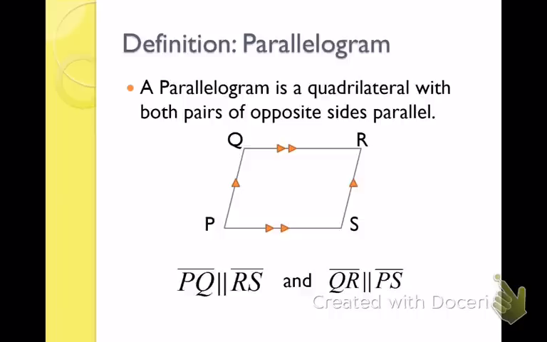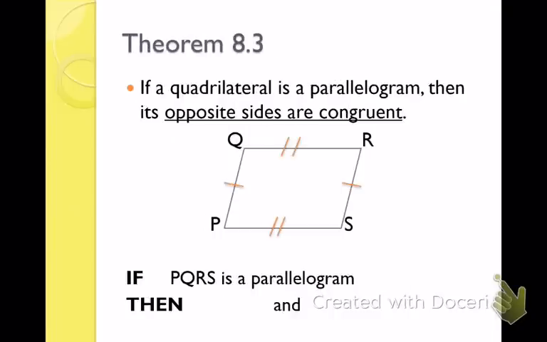The definition of a parallelogram. The word parallel is in there. So it shouldn't be too surprising that a parallelogram is a quadrilateral with both pairs of opposite sides parallel. So if we have this quadrilateral PQRS, if we know it's a parallelogram, then we know that automatically the opposite sides are parallel. So PQ and RS will be parallel, QR and PS will be parallel. And from this parallel property, we get a lot of the other properties.